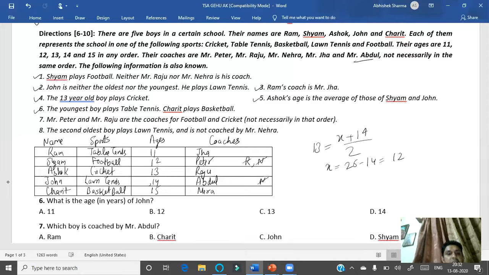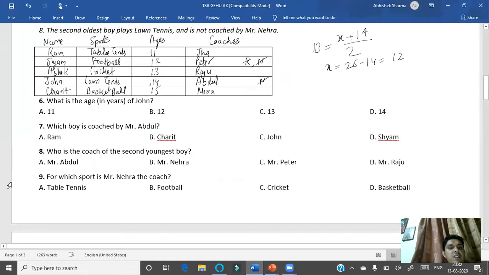So friends, this is our final arrangement. And once we are done with the arrangement, we can give the answers to the questions. Like if we check question number 6, the question is, what is the age of John? So the age of John is 14 years, so we can place 14. Thereafter, which boy is coached by Mr. Abdul? So Mr. Abdul is the coach of John. So John will be here.